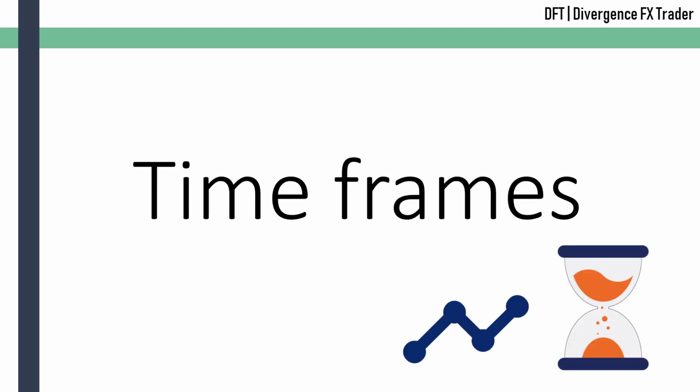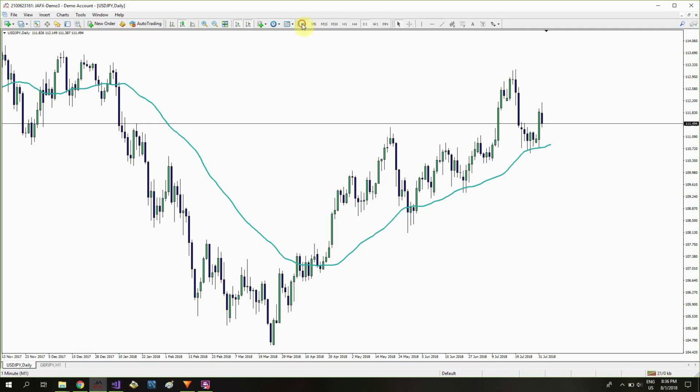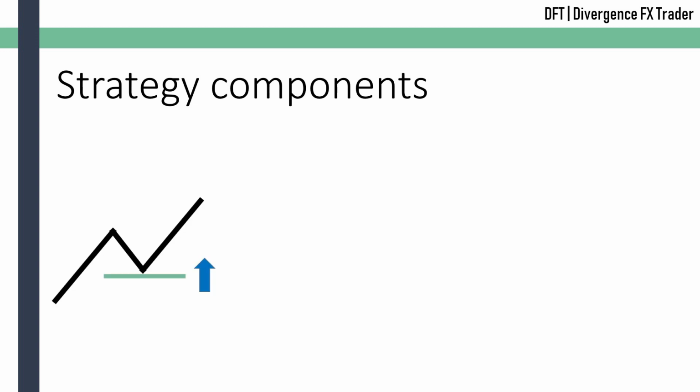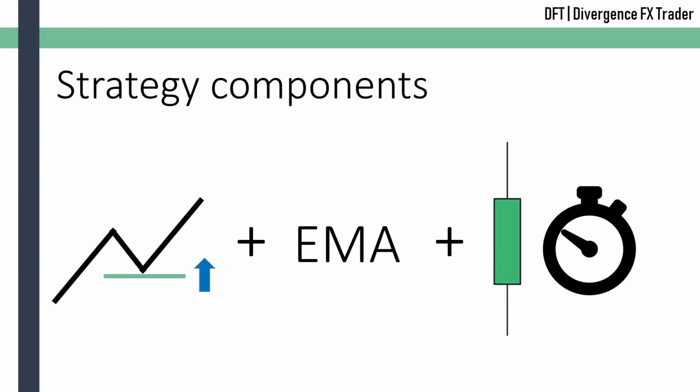In order to get more confirmation about the end of the pullback move, we will monitor price movements on other time frames to make sure that the price starts following the trend again. In conclusion, when we see the price trending, we will wait for a pullback move. And if the price is pushed into our exponential moving average level, we will start monitoring the lower time frames in order to get confirmation that the price will start following the trend again.